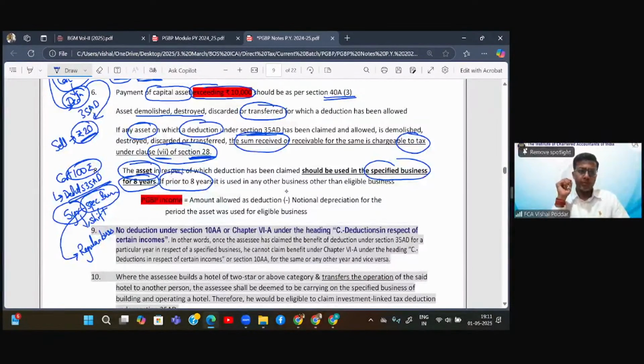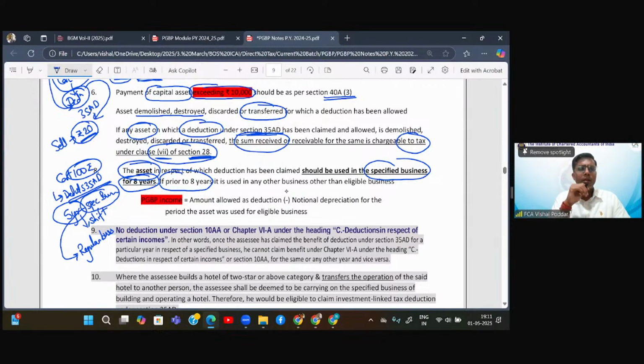I'll give you an example. I constructed a building. This building I constructed for being used as my corporate office for this business, which is 35AD. What is this 35AD? Let us say I'm running a hotel. So I constructed a building and I'm using it as a hotel, satisfying the conditions of 35AD. So this hotel becomes an asset under 35AD business. Entire rupees 100 crores spent on construction is allowed as deduction.